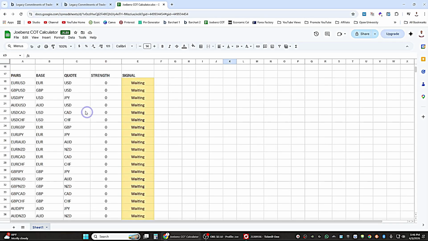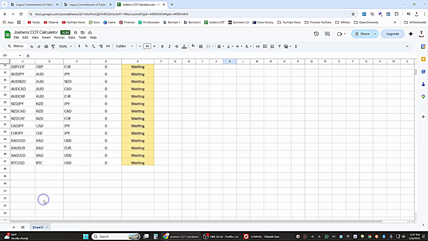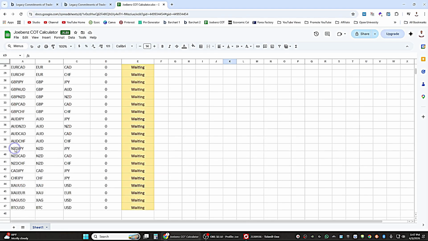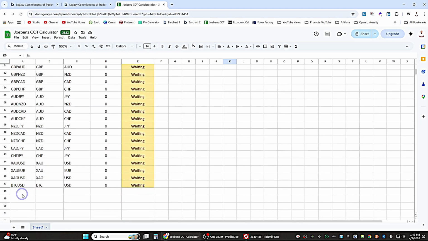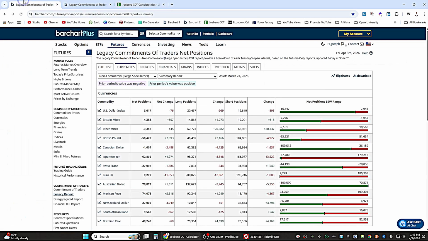So if you look here, you're going to see that we have everything from Euro USD down to BTC USD, and I am making a better version of this list every day. So that simply means there's room for increase. I'll add more pairs later, but for now, this is what the calculator looks like. So far so good.